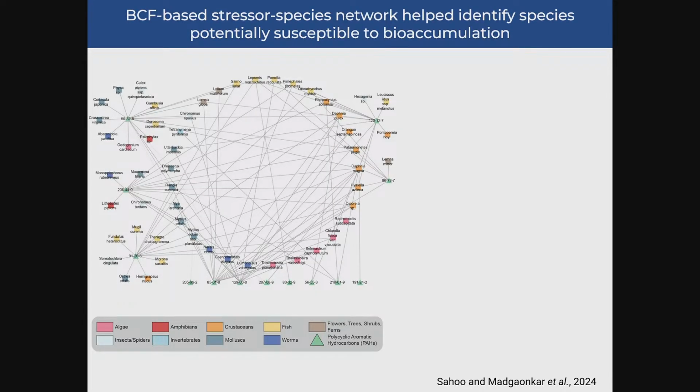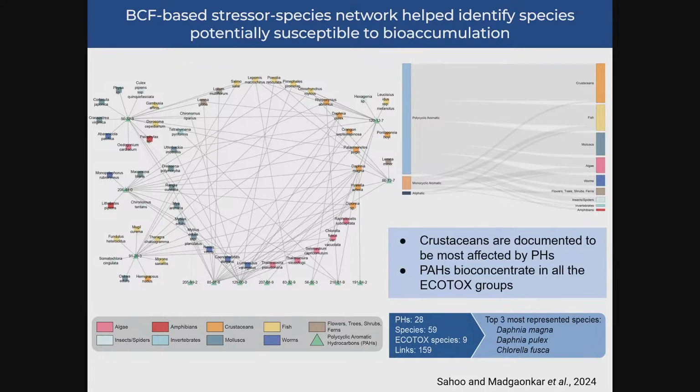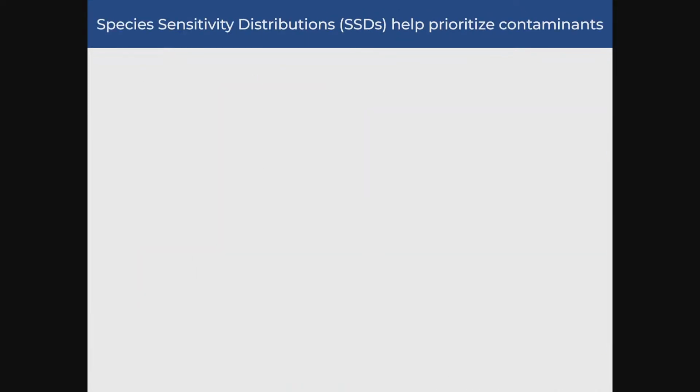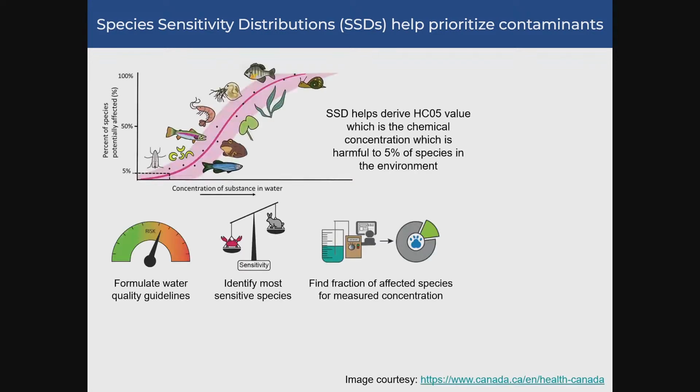Further, if you look at the bioaccumulation of these chemicals within these species, we see that polycyclic aromatic hydrocarbons were disproportionately accumulating in all of these species groups. The other thing one can do with this acute toxicity data is construct species sensitivity distributions. These distributions take into consideration the sensitivity differences in species and are helpful in deriving something called the HC5 value, which is the chemical concentration which is hazardous to 5% of the species within the environment.